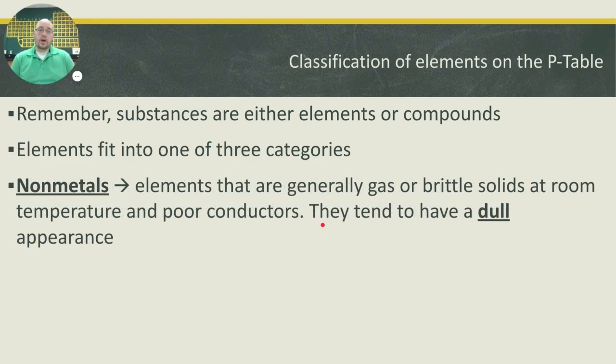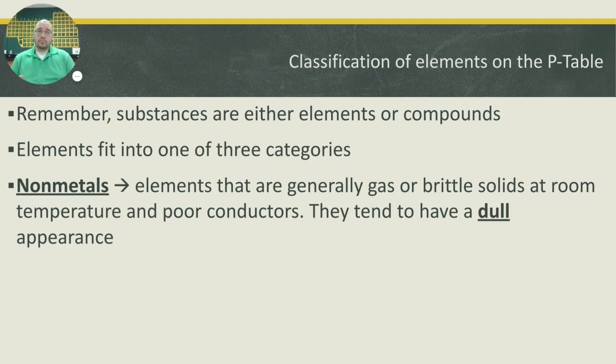All right, then we have nonmetals. These are the exact opposite of metals. You have metals and then you have the opposite of metals, nonmetals. And nonmetals are elements that are generally gas or brittle solids at room temperature. Not all nonmetals are gases, so it's not metals and gases, it's metals and nonmetals. So make sure you remember that.